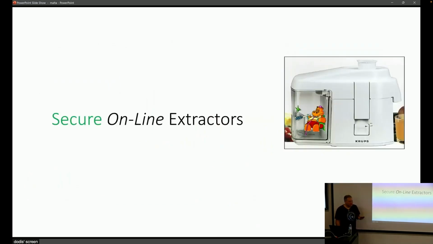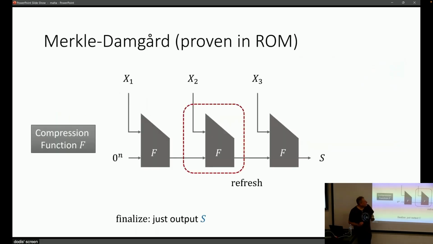So let's talk about secure online extraction. This is online, it's just a repeated procedure here. Okay, so Merkle-Damgard, that's actually how, roughly speaking, SHA-2 works to some extent. There is a compression function, and it just iterates this. So this is a refresh procedure that refreshes the state, and the finalize thing just outputs this. This is the Merkle-Damgard construction. And again, we proved it in that paper in the oracle independent setting, but luckily, a much more complicated proof, unfortunately.